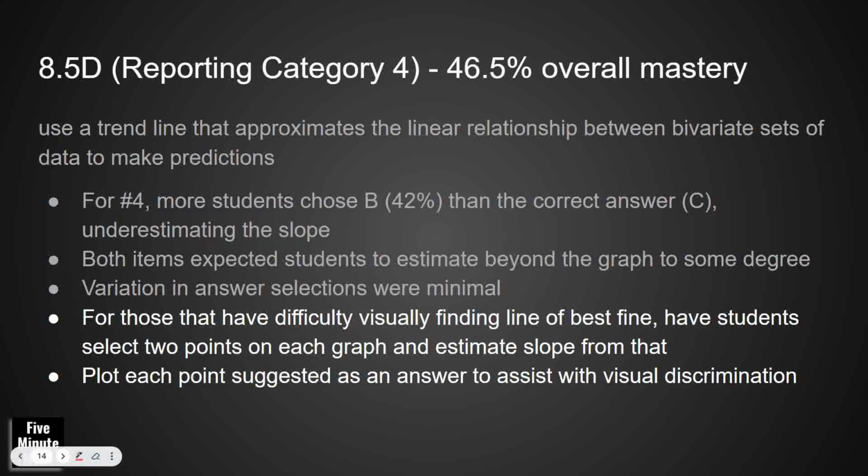So how do we help our students get precise? What I did was have our students select 2 points on the graph that best represent the line of best fit, and just estimate a slope based on those 2 points. Then we can use that in a calculation to get a little bit more accurate. We can also plot each point suggested as an answer, and then visually use that to at least discriminate against some answers that seem really too high or really too low.